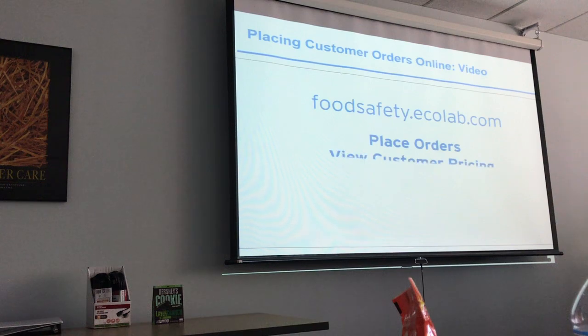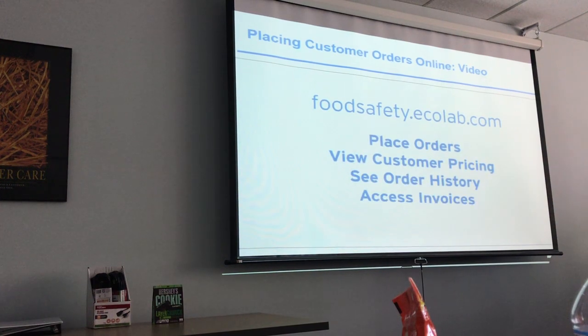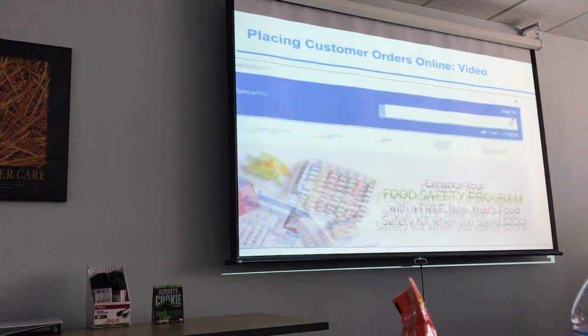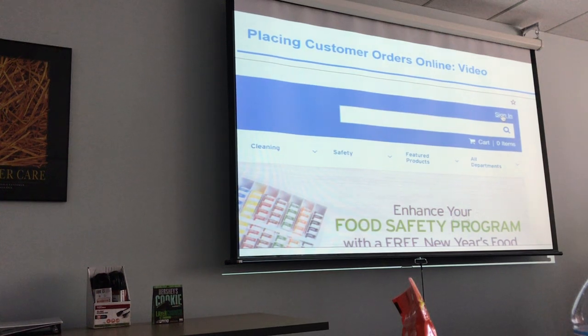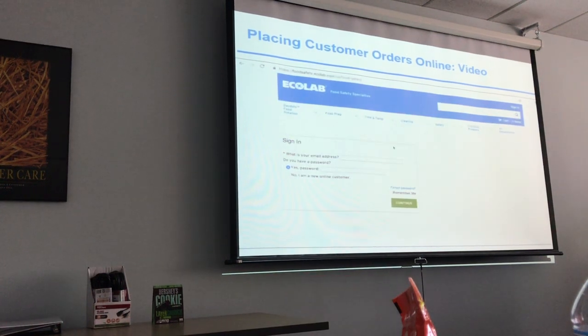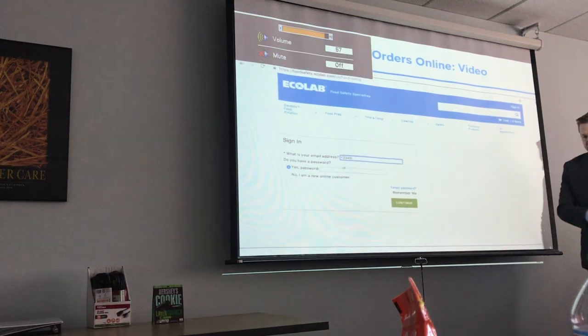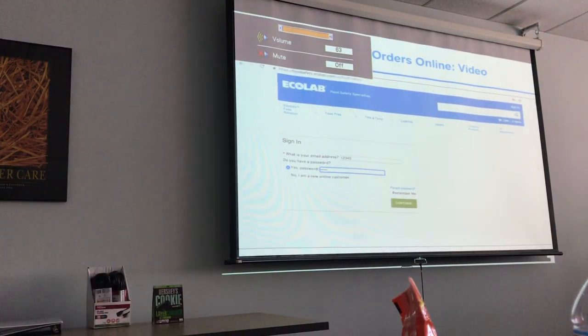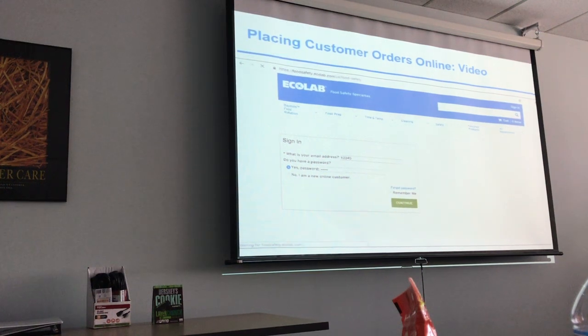In addition to accessing customer pricing, order history, and invoices, begin by going to foodsafety.ecolab.com. Select Sign In from the top right of the page. Instead of using your email address, enter your 5-digit employee ID number. For your password, enter your last name in all caps. Make sure to include any hyphens and remove any spaces. Enter your last name as one word.